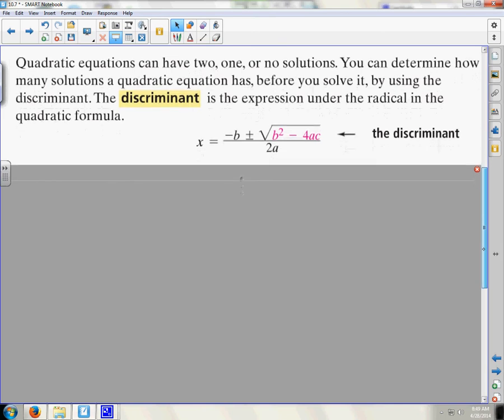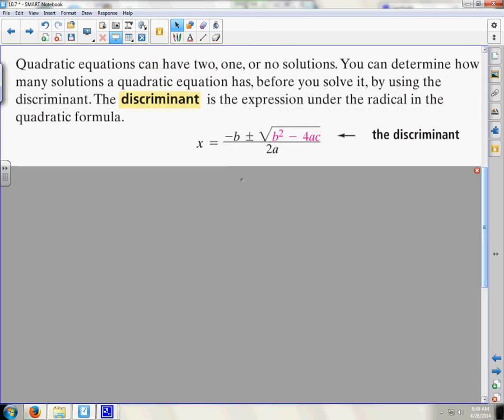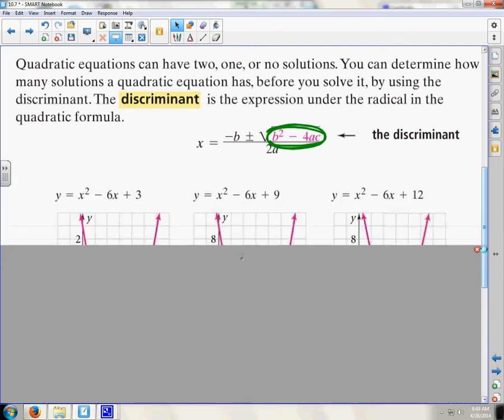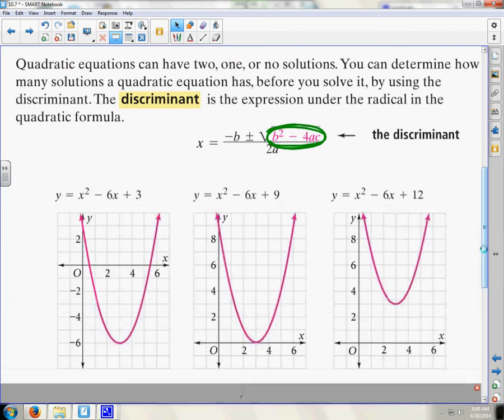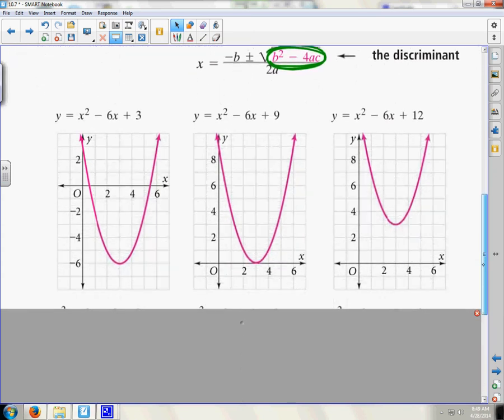You can determine how many solutions a quadratic equation has before you solve it. So the discriminant is this part right here under the radical sign. So that is the discriminant. So you want to copy that down. And here's just a quick little example.